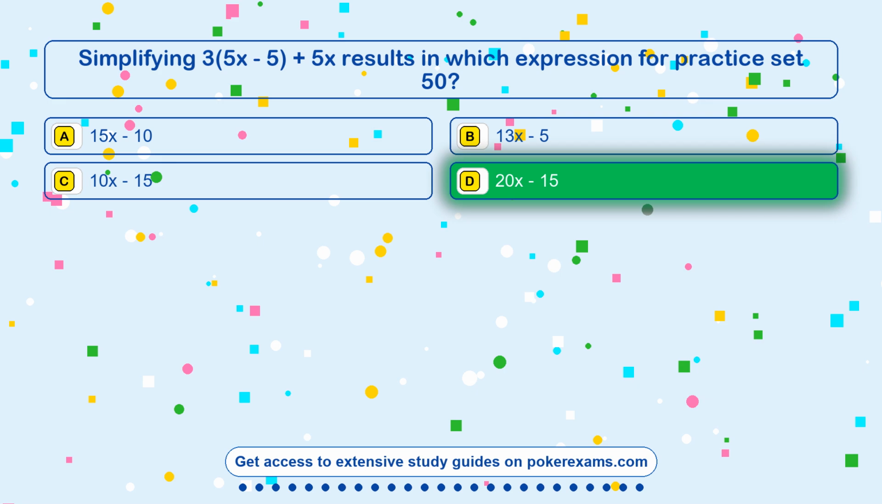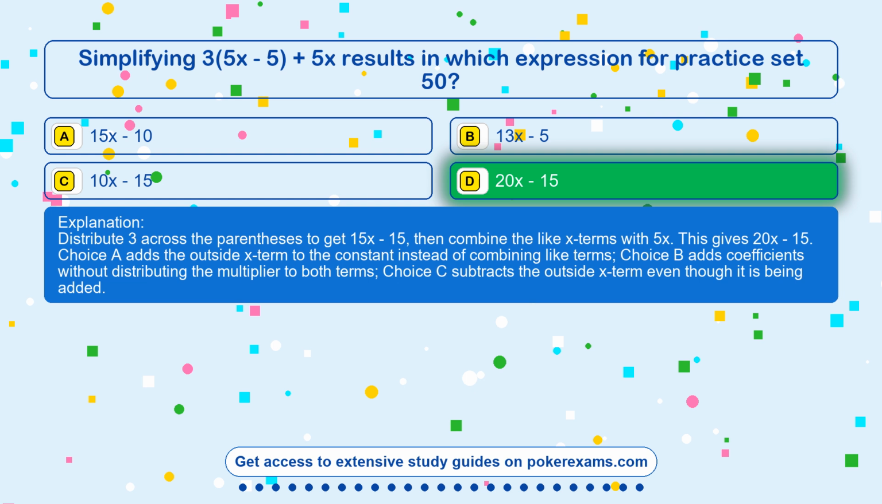The correct answer is option D, 20x minus 15. Distribute 3 across the parentheses to get 15x minus 15, then combine the like x terms with 5x. This gives 20x minus 15. Choice A adds the outside x term to the constant instead of combining like terms, choice B adds coefficients without distributing the multiplier to both terms, choice C subtracts the outside x term even though it is being added.